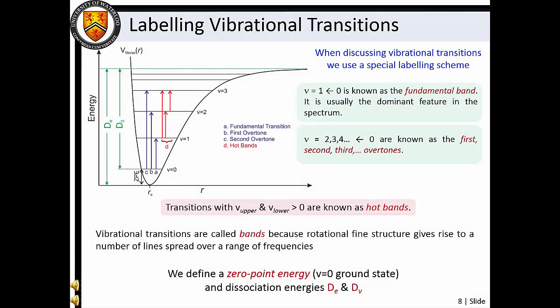When discussing vibrational transitions, we use a special labeling scheme. The transition between v equals 0 and v equals 1 is known as the fundamental band, and it is usually the dominant feature in the vibrational spectrum.